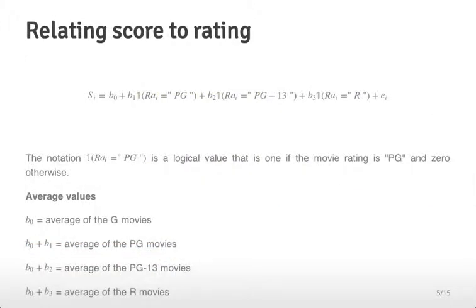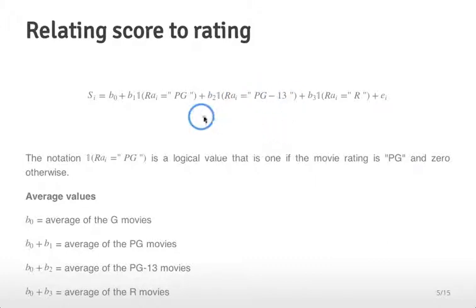So remember when we were doing a one-way ANOVA, or an ANOVA with one variable, what we would do is we would have the score as the outcome variable, and we'd write that as a function of the rating. And so in this case, there was a set of what's called indicator functions. So these are just logical variables. So if the rating for the ith movie was equal to PG, this is equal to 1, otherwise it's equal to 0.